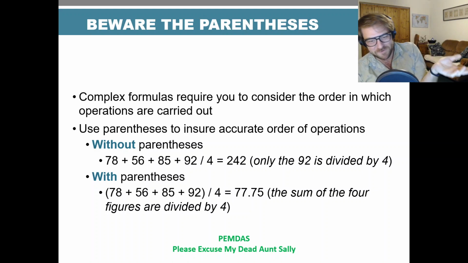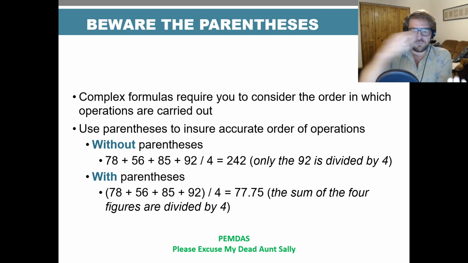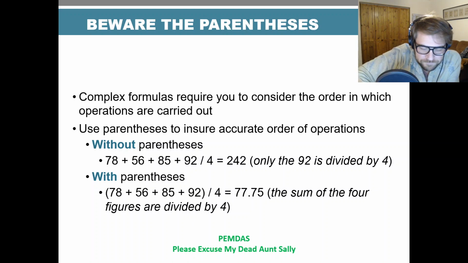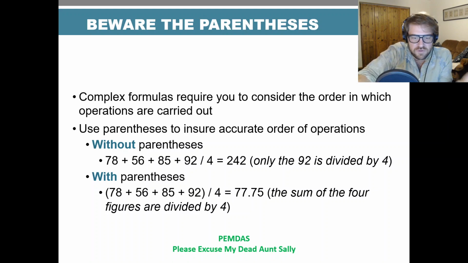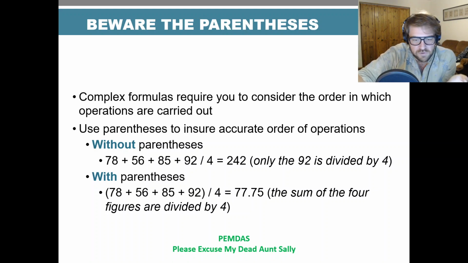Either way, parentheses come first. And then parentheses, exponents, multiplication, division, addition, and subtraction. Multiplication and division are just going to be done in a line. Addition and subtraction are done in a line. Parentheses first, then exponents. Then multiplication and division. Then addition and subtraction. And so the parentheses here make a huge difference, because in the top, the first thing you're going to do is divide. So you're going to divide 92 by 4 first, and then you're going to add it to all these other numbers. And you end up with 242.